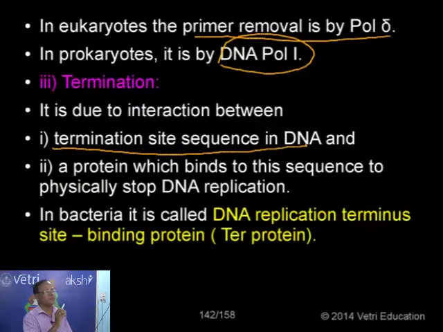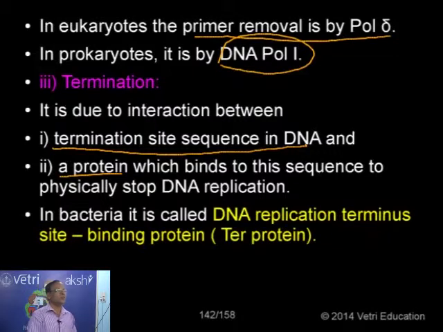Once the DNA replication has been completed, we have the exposure of a site in DNA. That site is called the termination site sequence. A specific sequence has been exposed. That sequence interacts with the second factor, which is a protein. It is also called DNA replication terminus site binding protein.